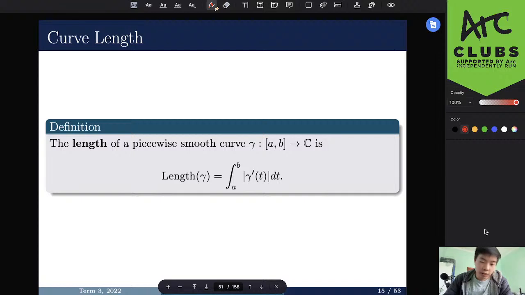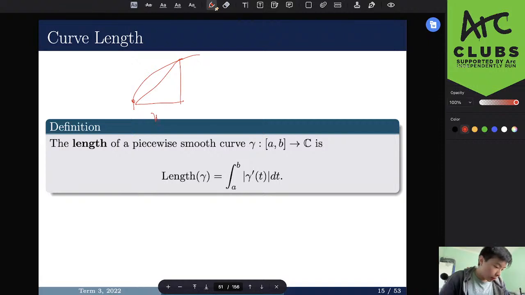So we have the length of a piecewise smooth curve being given by the integral from a to b of the modulus of the derivative of gamma. And let's just look at why that is. So the length of a curve, let's say that this is a curve right here, can be approximated by 2 points, and then we can just draw a line between them. And then of course we can draw out these.